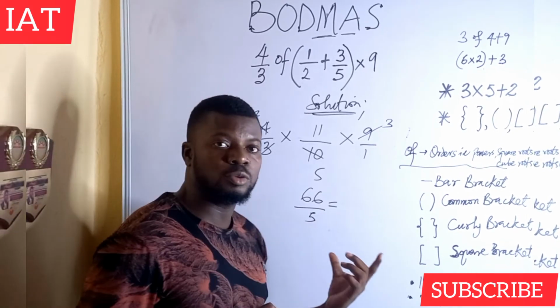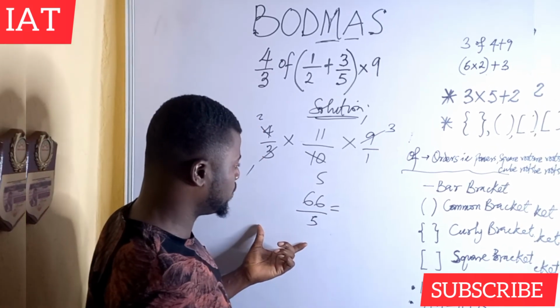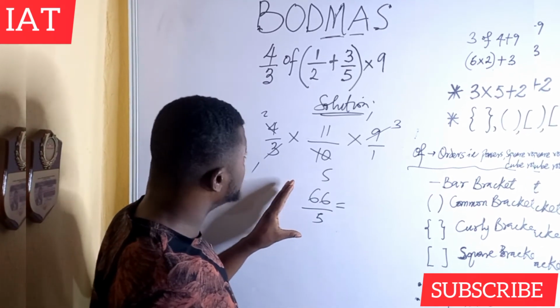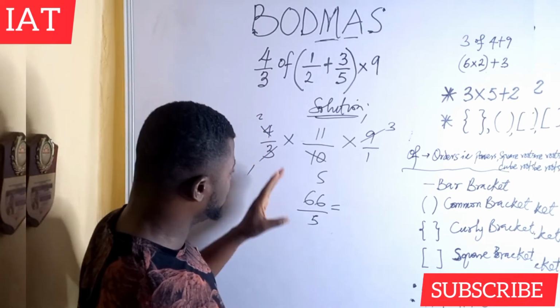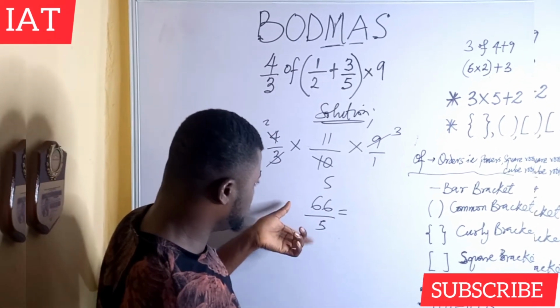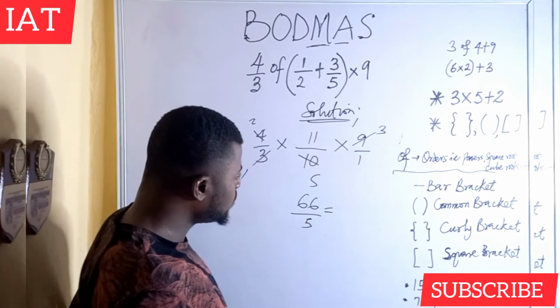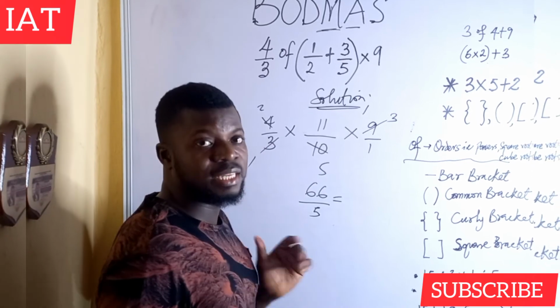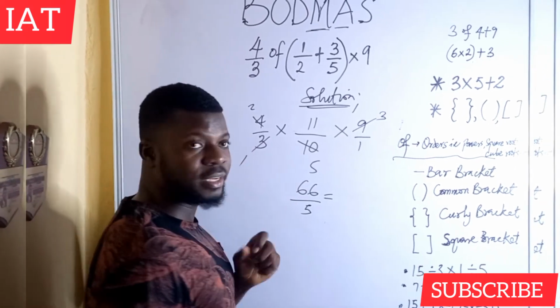But this appears to be an improper fraction. Of course, in the video, I'll drop the link to that topic, fraction, the first topic we treated. We talked about the types of fraction, and this appears to be the improper fraction because the numerator is greater than the denominator. So what do we do at this point?